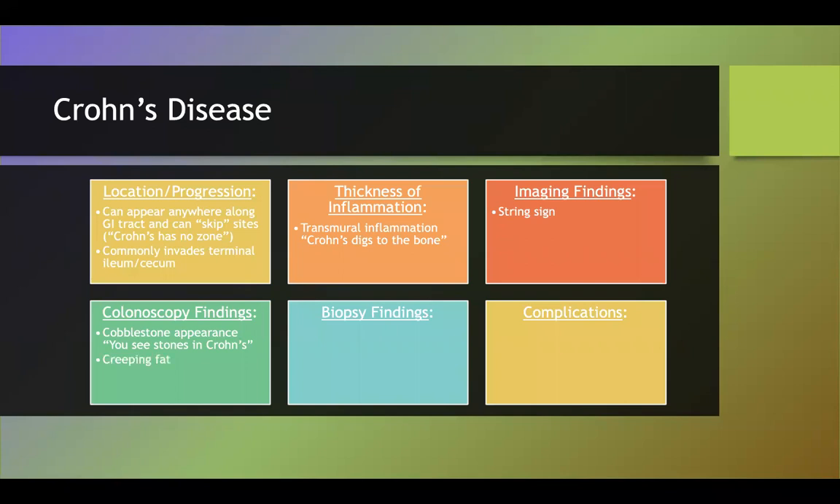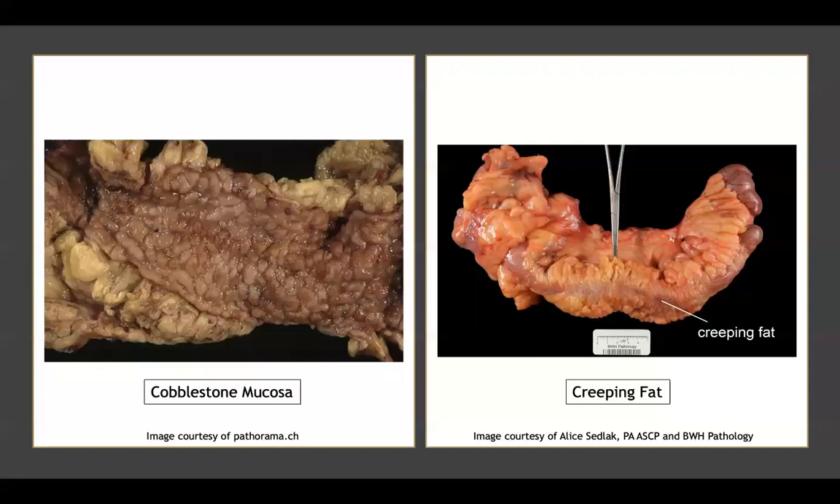You'll also see creeping fat as well. So let me talk about these really quick. Here's cobblestone mucosa on the left here. You can see this kind of looks like a cobblestone pathway. Remember the stones in Crohn's. And you also see this creeping fat here invading.